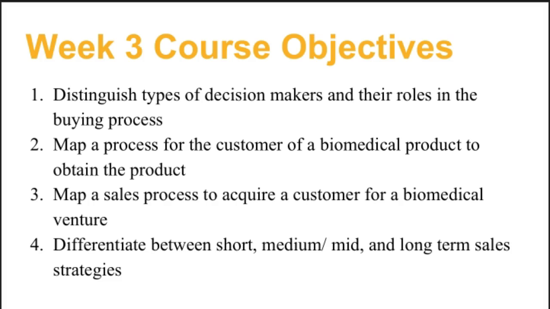Upon completing this unit, you should be able to do the following. 1. Distinguish types of decision makers and their roles in the buying process. 2. Map a process for the customer of a biomedical product to purchase and obtain the product. 3. Map a sales process to acquire a customer for a biomedical venture. And 4. Differentiate between short, medium, and long-term sales strategies.